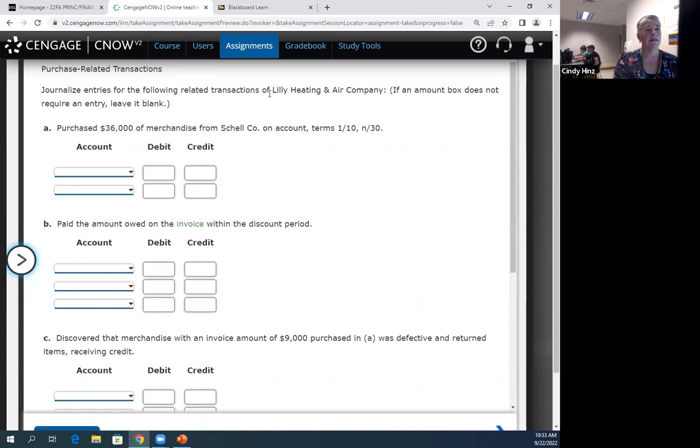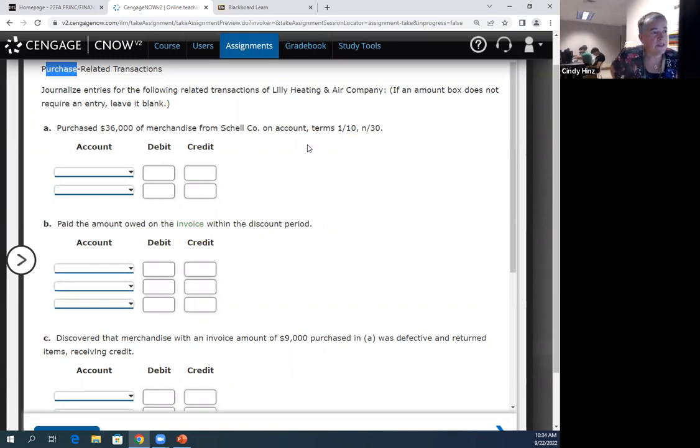In this exercise, we are Lilly Heating and Air Company. These are purchase related transactions. Some of the exercises we look at today will be that we are acting for the seller or doing accounting for the seller. In this case, we're starting out, we are the buyer.